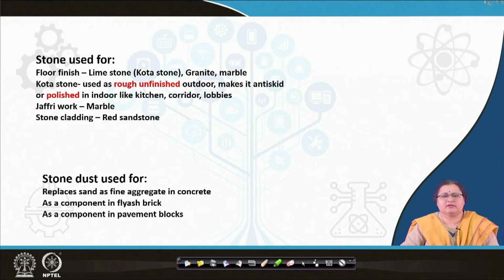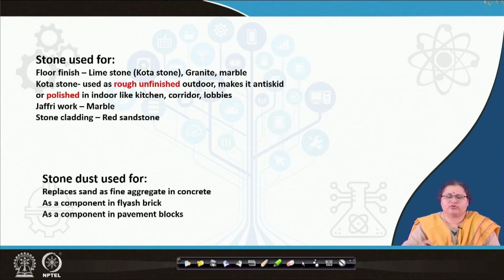Now, stone when it is used as a layer or a floor finish, it may be in unfinished form, finished form or polished form. Usually outdoor uses remain rough and unfinished, and it makes it anti-skid too, whereas polished is usually done for kitchens, corridors, lobbies, rooms, hotels, etc. We see Jaffrey work usually made with marble. So, it can take intricate works. You can work with such tools on marble.